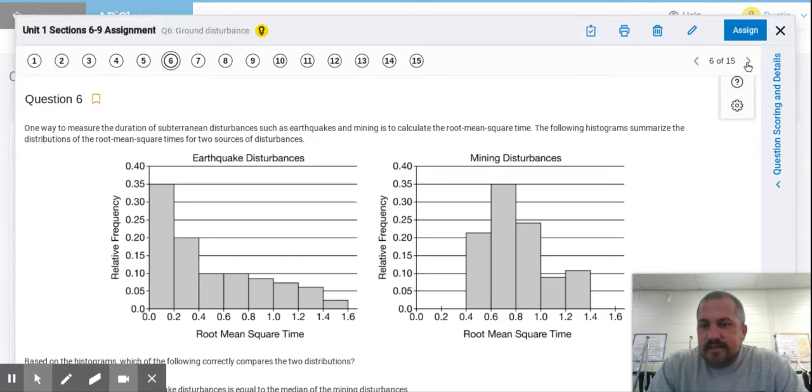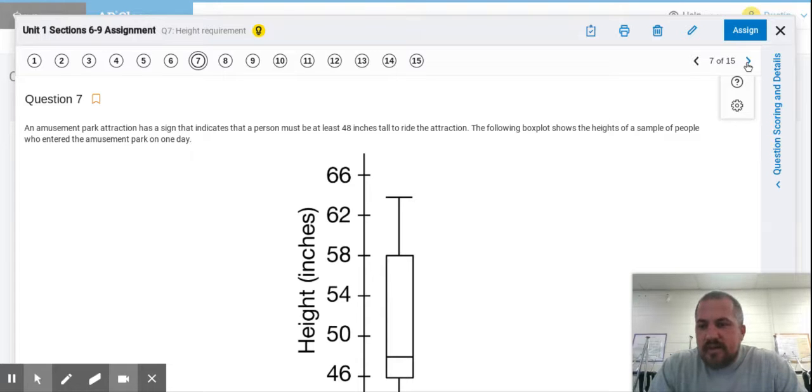Number 6 is going to give you two histograms that we're comparing from earthquake and mining disturbances. So we look at two histograms to compare the difference of those. And number 7, this is a box plot, but it is turned sideways. So you're still going to be looking at a box plot and answering a question about the heights, just to show you how a box plot can be drawn differently.